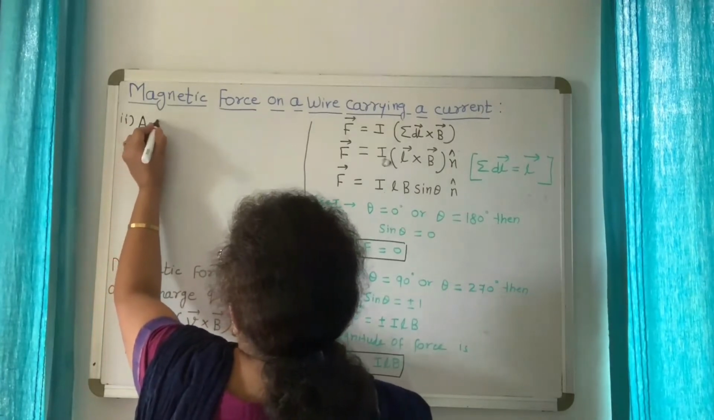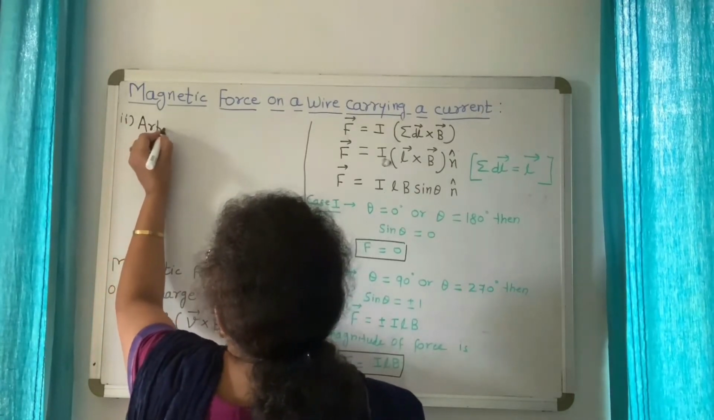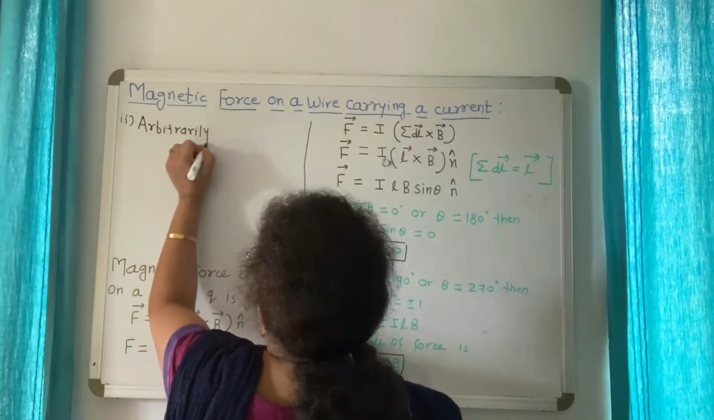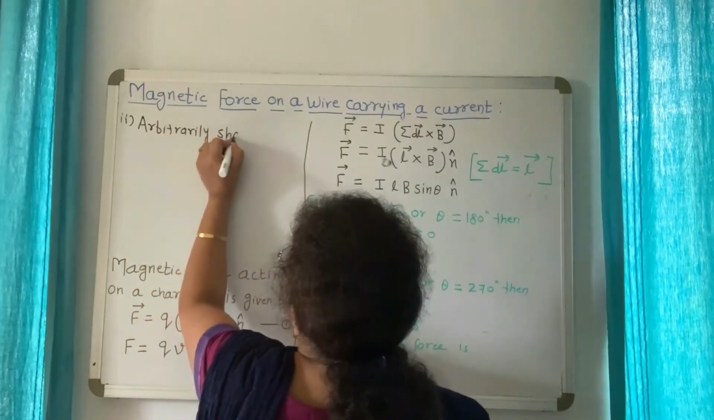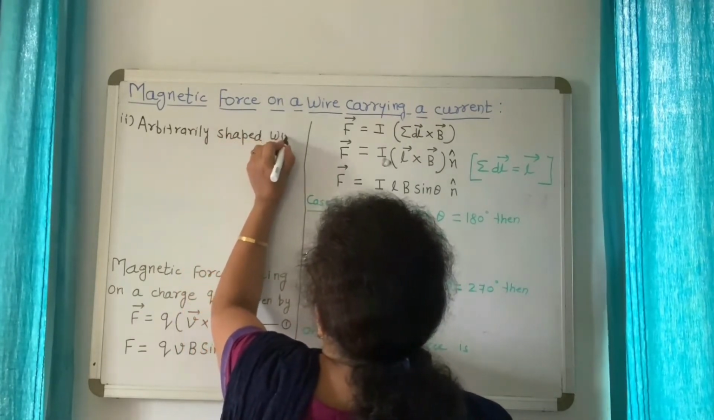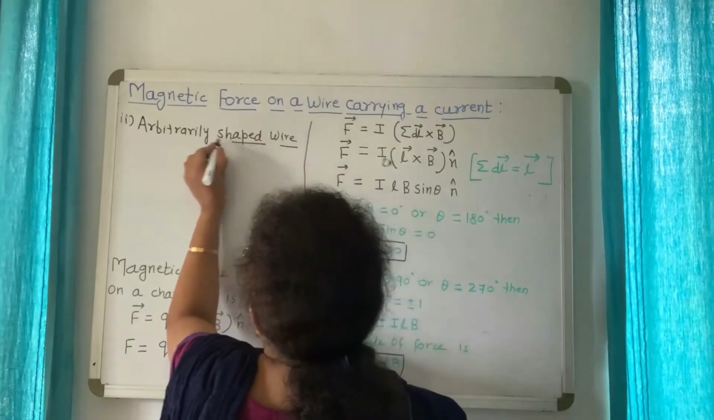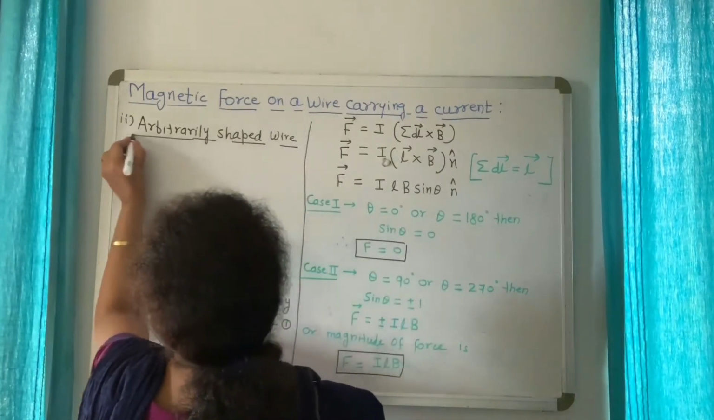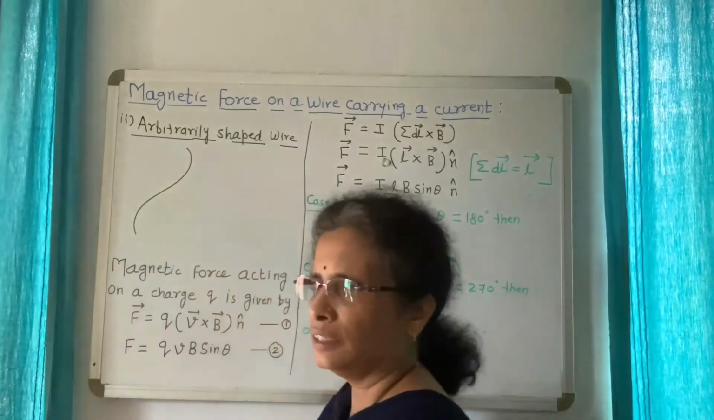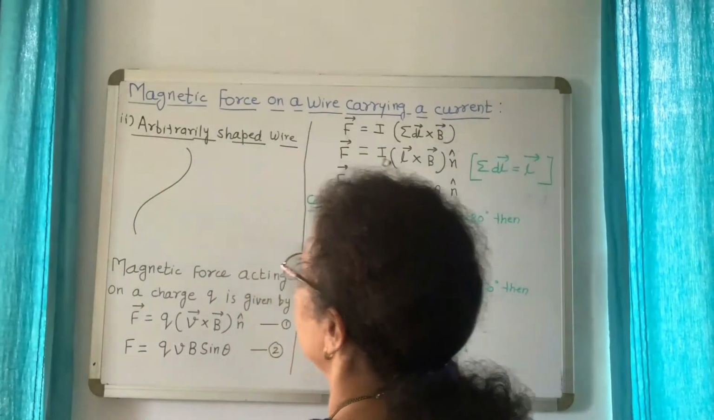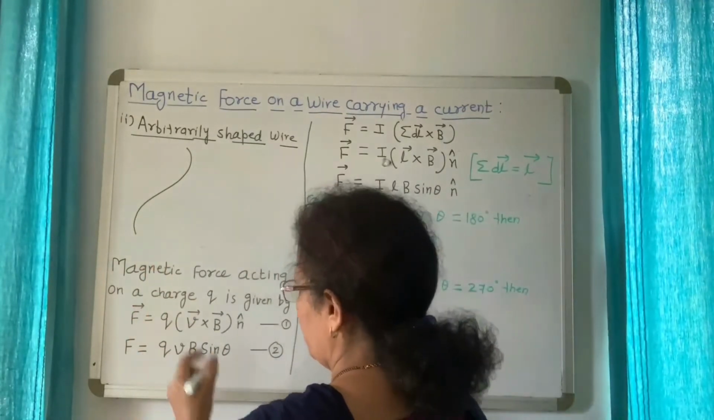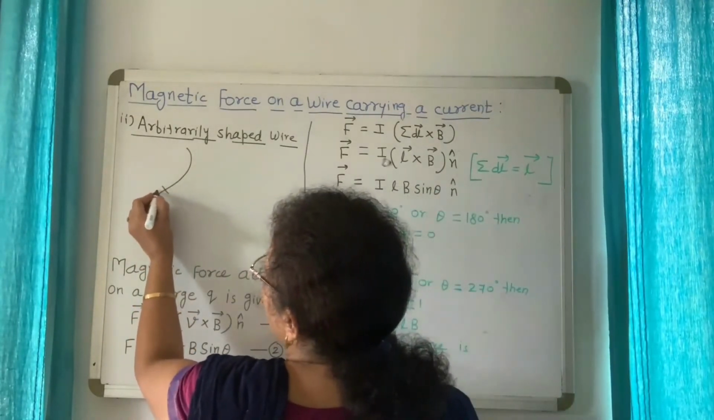For an arbitrarily shaped wire, what is the force? It means the wire is of any shape like this. It is not a straight one. So we have to find out the force. Again, the procedure is the same. We will find it out the same way.